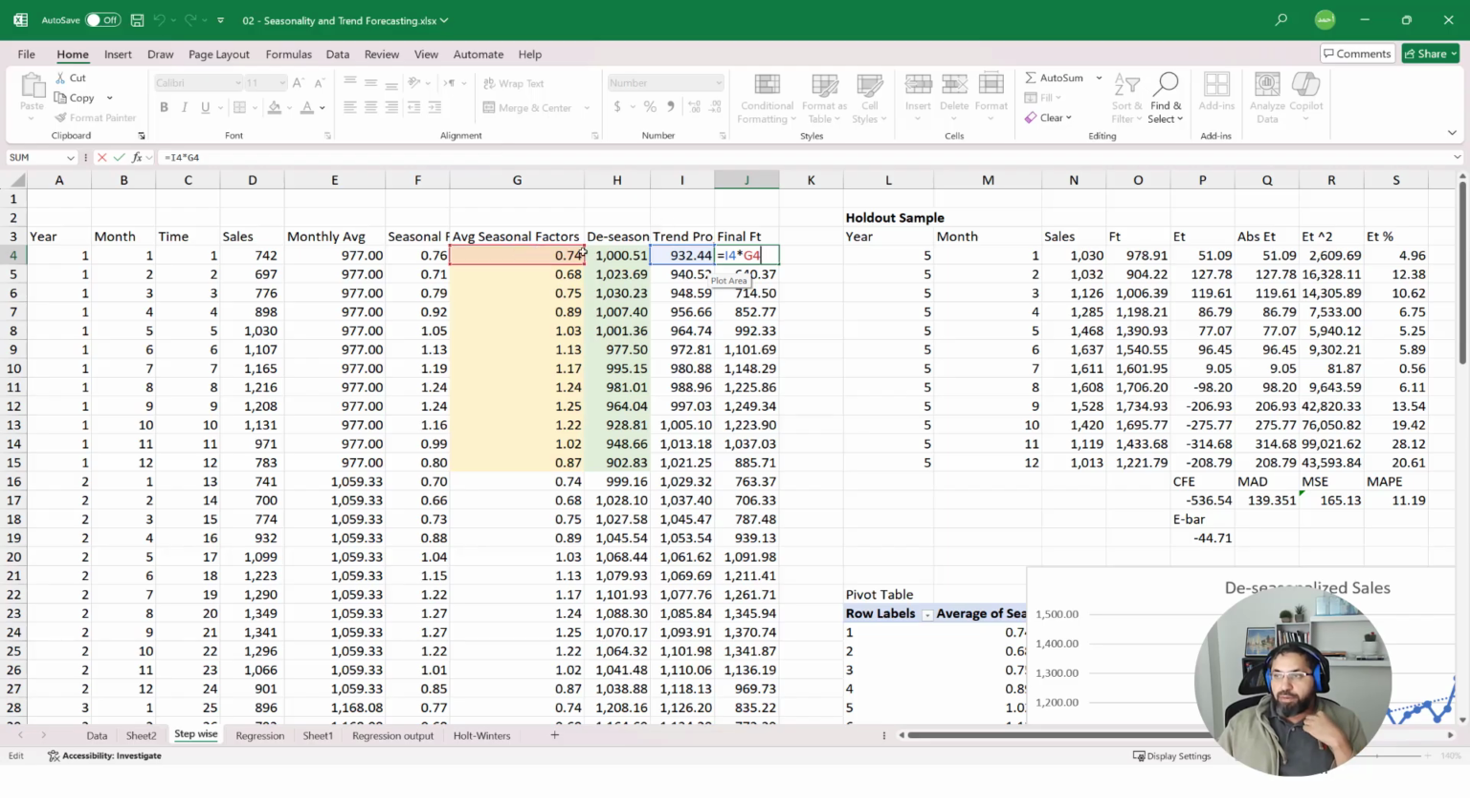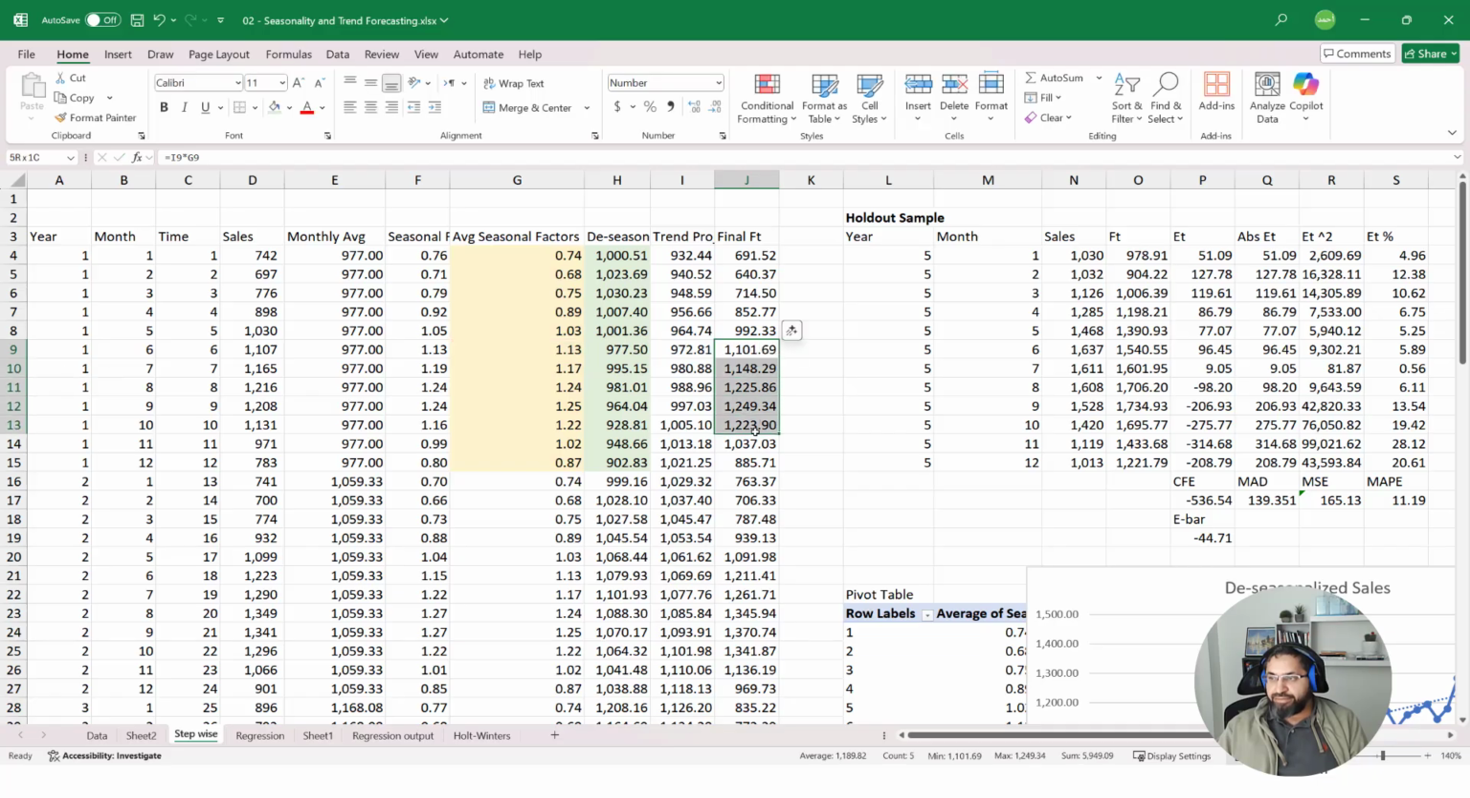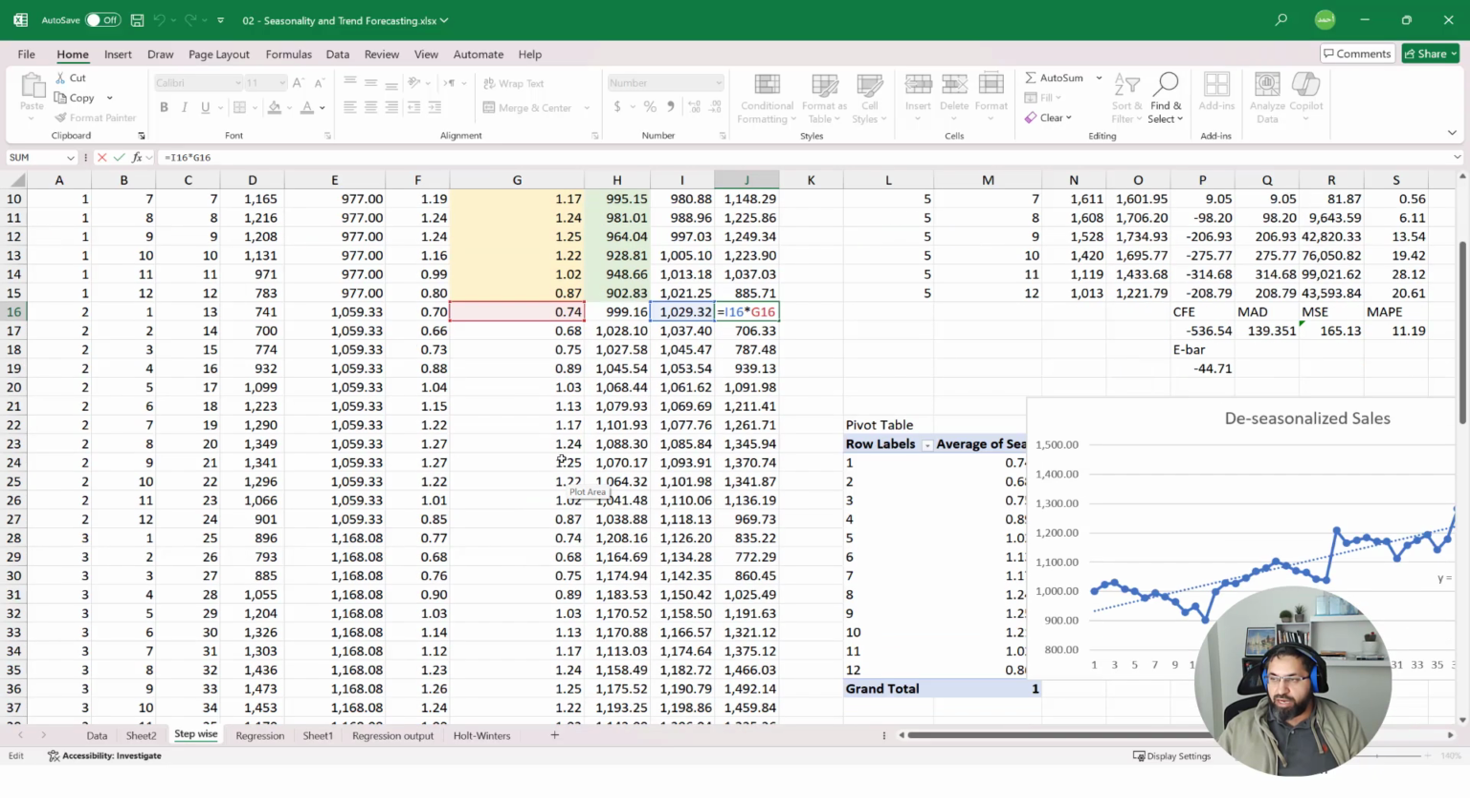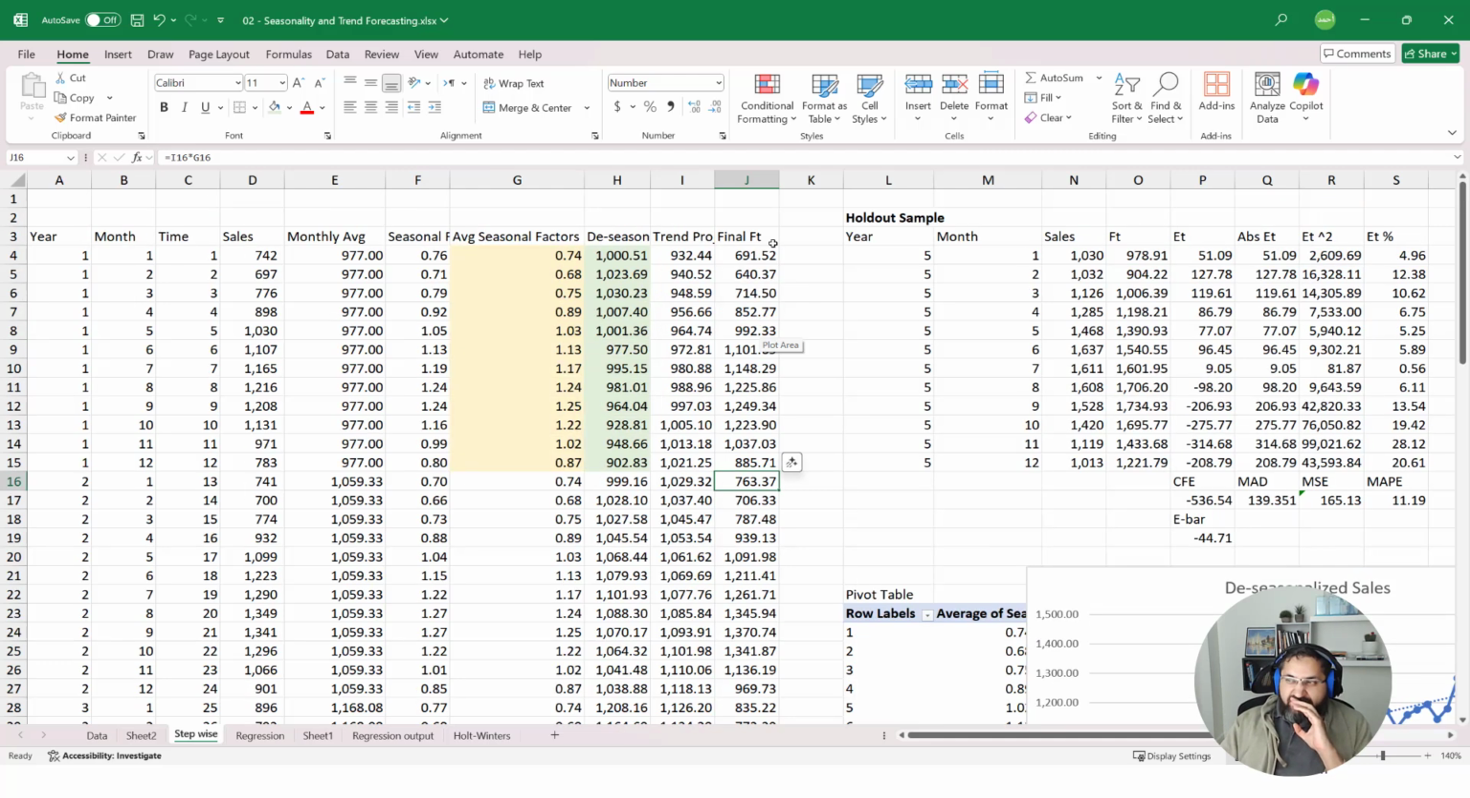So we multiply by 0.74 for January. For February, we multiply by 0.68. Similarly, for June, we multiply by 1.13. And then once the first year is up, we again go back to multiplying by the same factors, repeating the same factors down. We adjust them in the same way. So this is my final forecast, which is the trend projection multiplied by the seasonal factor.